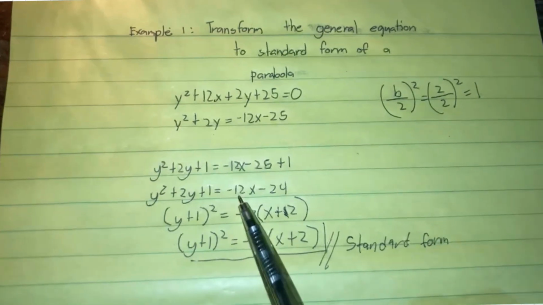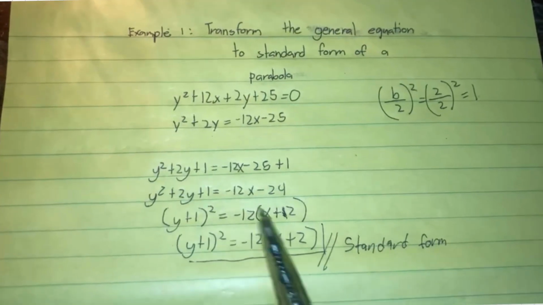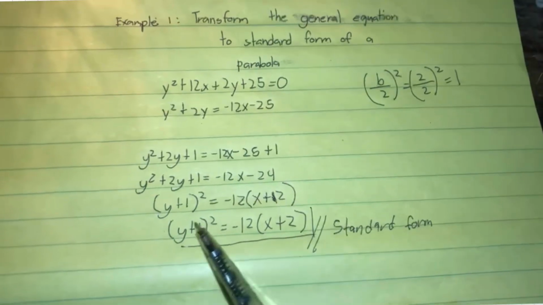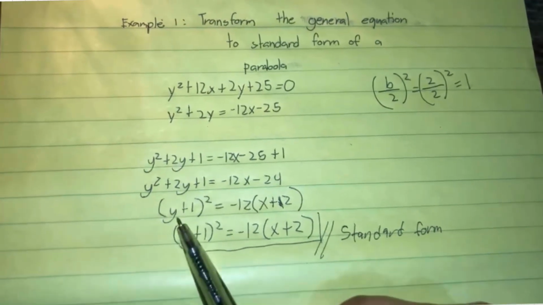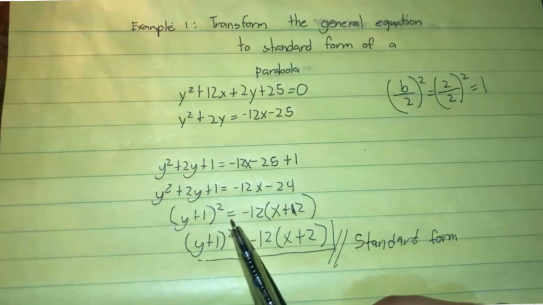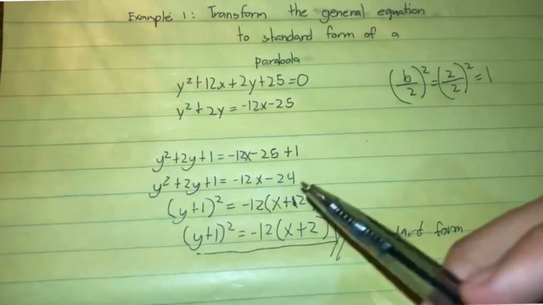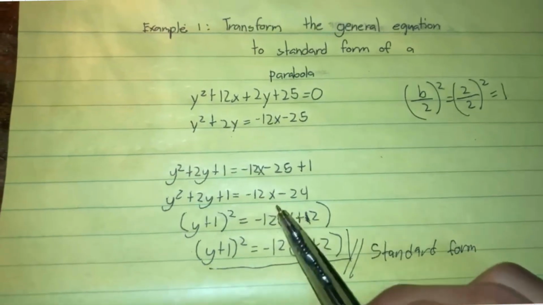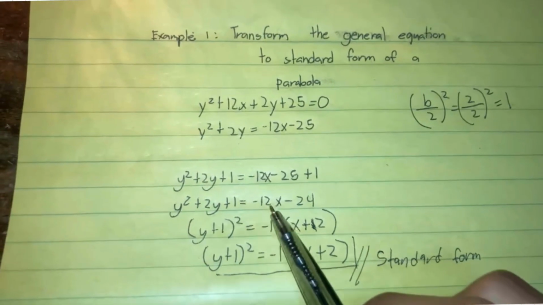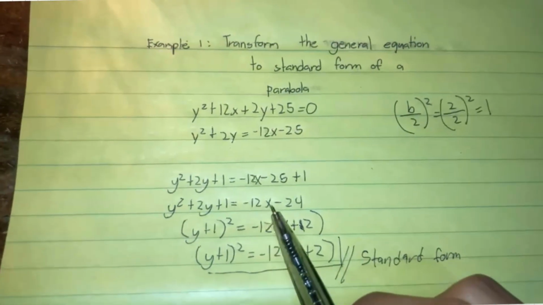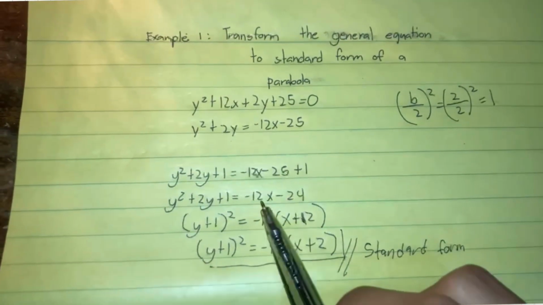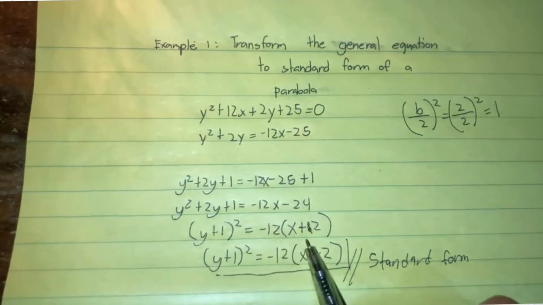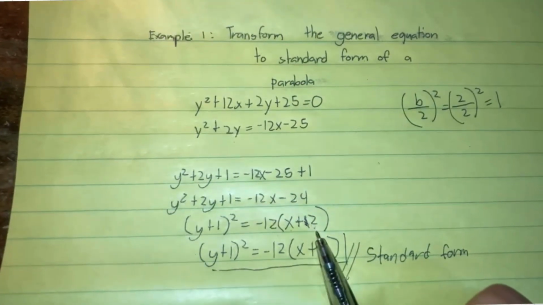Next, express the perfect square trinomial as a square of binomial to make this equation in a standard form. So y plus 1 raised to 2 is equal to, simplify, negative 12. Negative 12x divided by negative 12 is equal to x. And negative 24 divided by negative 12 is equal to 2.